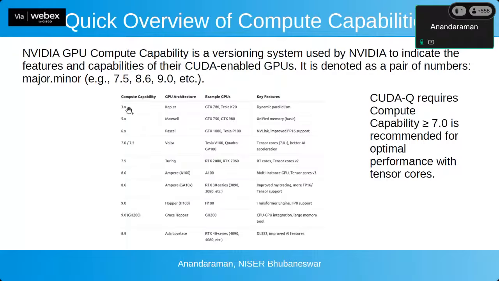The Kepler cards are 5.x, so you cannot run CUDA-Q on the Kepler, Maxwell, or Pascal architectures. From Volta onwards you can start running, that is V100, A100, and cards like the RTX 2080. If you want to purchase or use CUDA-Q, you should try some of the latest cards with compute capability more than 7. New versions are also coming, so it is better to check before purchasing, because we cannot simply purchase a card and then find it does not support it.